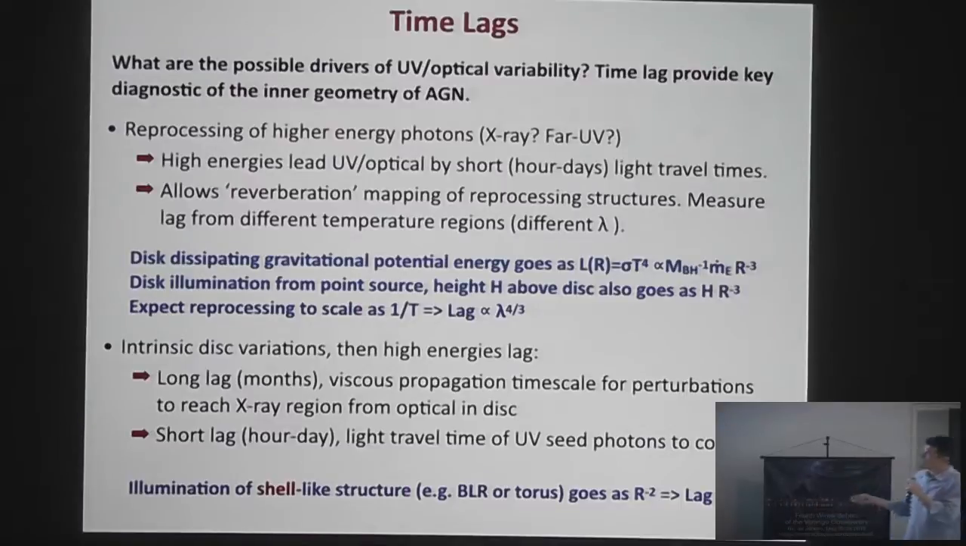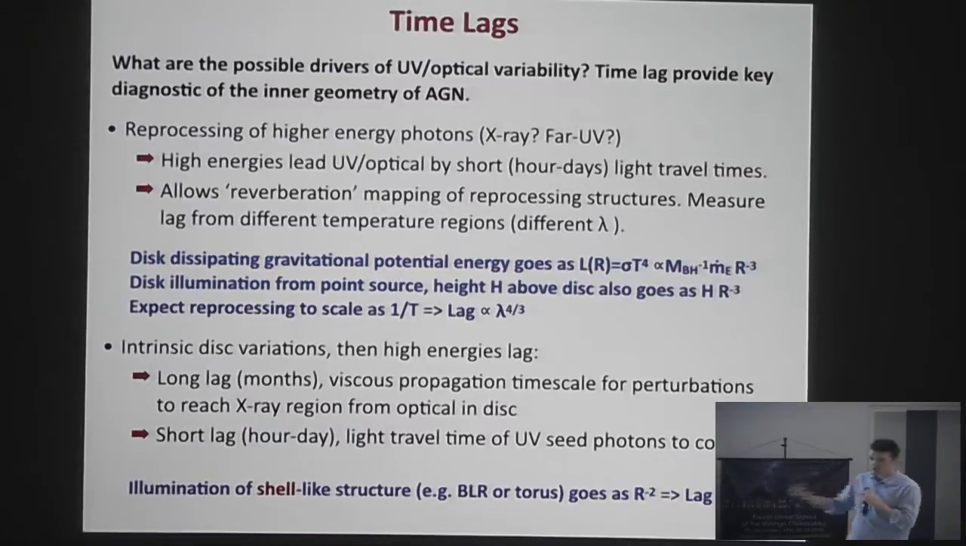You could also have intrinsic disk variations. And so then what this would mean is that the disk is varying first, and then the corona varies from that. So the corona is being powered by the disk photons, and so the disk varies, the corona varies, and then other things might vary. And so this has another prediction, and so you could think of a couple of different ways that the high energies could lag. One would be a long lag, so essentially this lag is tracing the viscous propagation timescale for perturbations to reach the X-ray region from the optical disk. So perturbations have to reach up here somehow. And this might take a while.